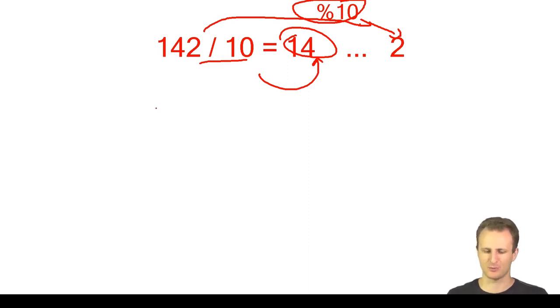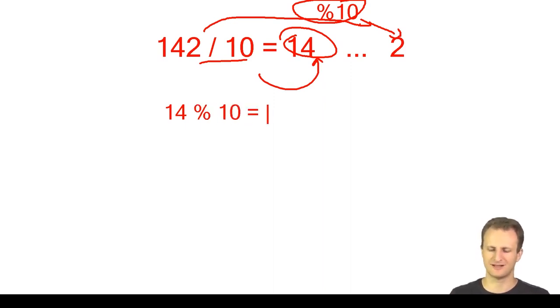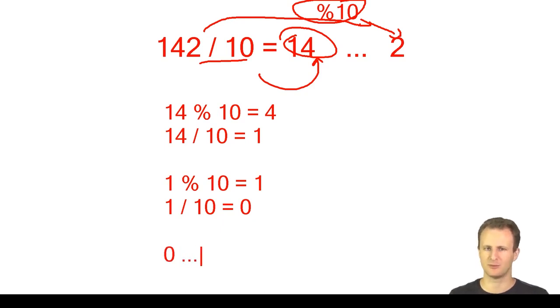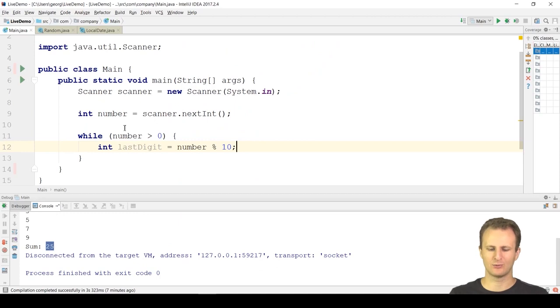We can repeat this operation now and do it for 14 and get the remainder when it's divided by 10, and that would give us 4. And then we do 14 divided by 10, so we get 1, and then for 1 we get the remainder for division by 10, and that would be 1, and then 1 we would divide by 10 and we'd get 0, and for 0 there is nothing more to do. We stop it here. So that's why I said, well, we will start a while loop which continues until the number reaches 0.